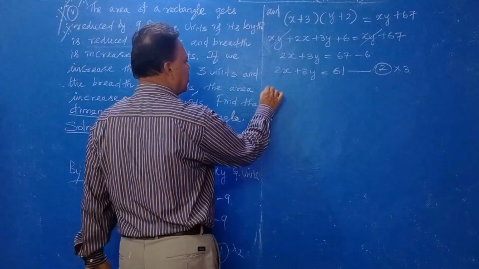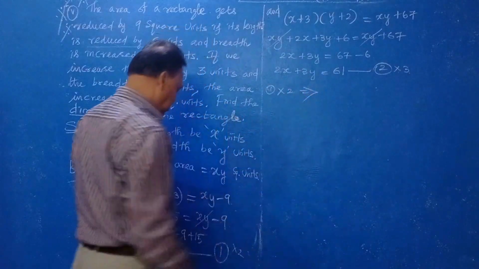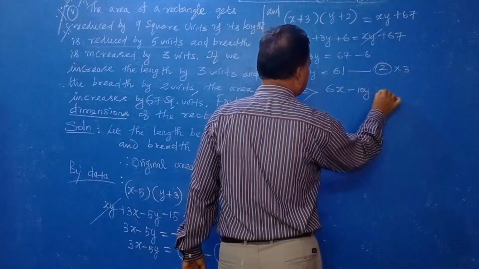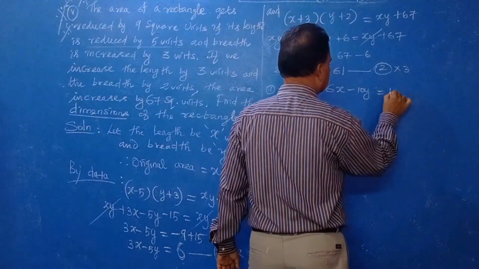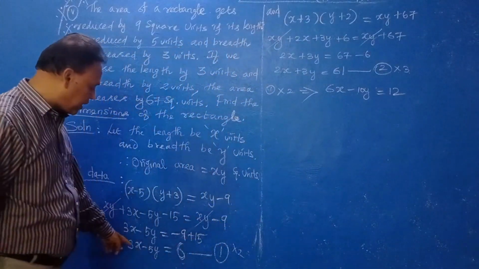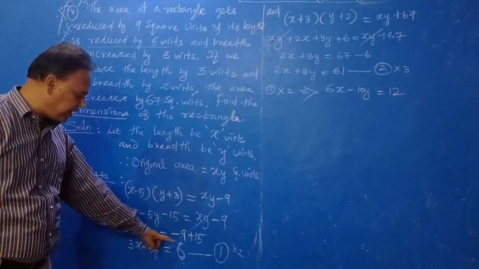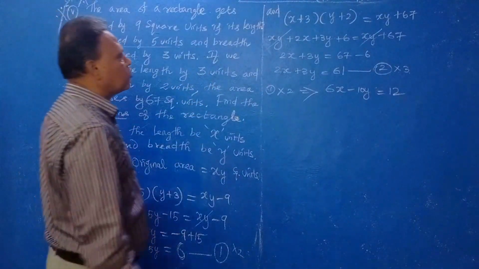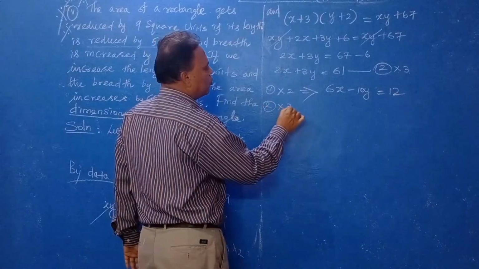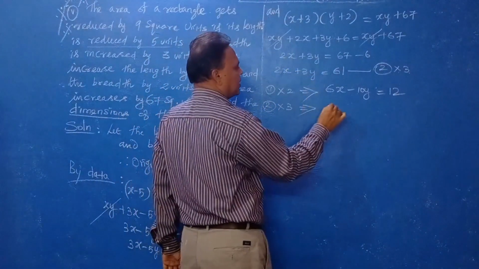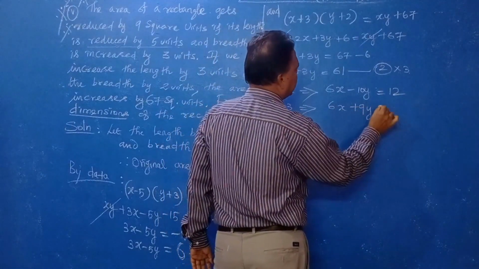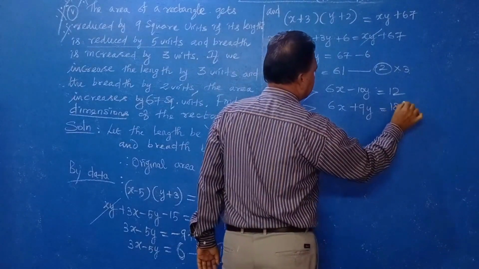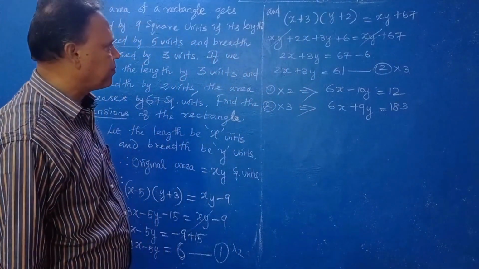So equation number 1 into 2 gives 6x minus 10y equal to 12. Both sides you have to multiply, each and every term: 2, 2, 2 multiply, you will get this much. Right? Now second equation into 3. Equation number 2 into 3 gives 6x plus 9y is equal to 3 multiplied by 61, that is 183.